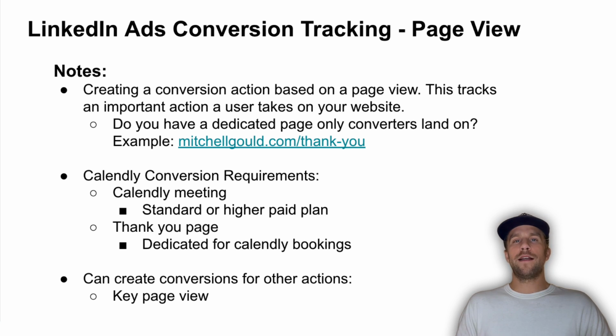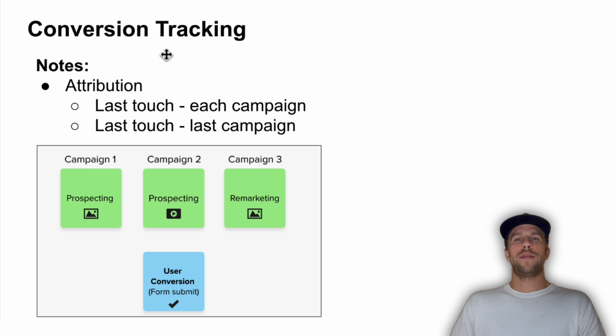And you can create conversions for other actions, but we're going to keep it simple. This is mostly going to apply to people that have a form on their website. So if someone submits that form and they land on a thank you page, we'll be able to track that. And when you're setting up conversion tracking, you'll see there's two different attribution models you can select. Again, we're going to go through the setup for our conversion tracking in Campaign Manager, but there's last touch each campaign, last touch last campaign.